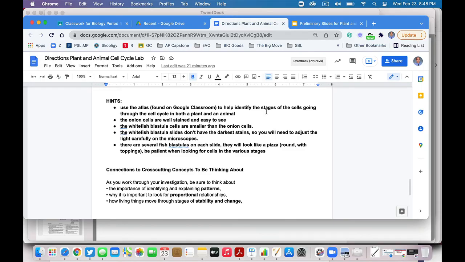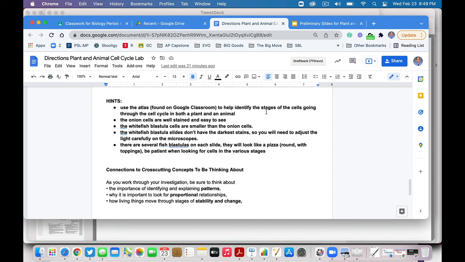A couple of things. When the hour's over, make sure you put the slides back in the correct trays, that the onion slides are with the onion slides and the whitefish slides are with the whitefish slides. Everything is labeled. Make sure the microscopes are turned off. Be careful with those national slide viewers. They're just fragile. They're old and well loved. They've been used by generations of students. So make sure you pick up and put things away.